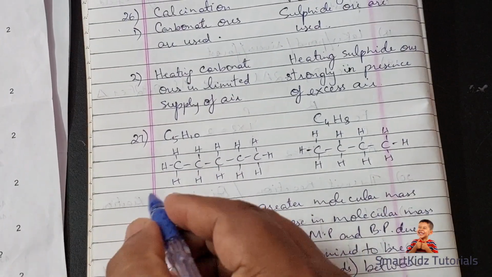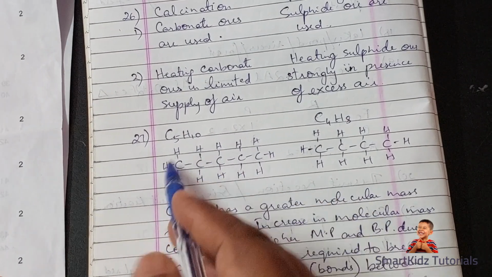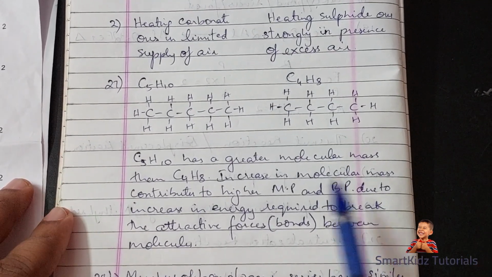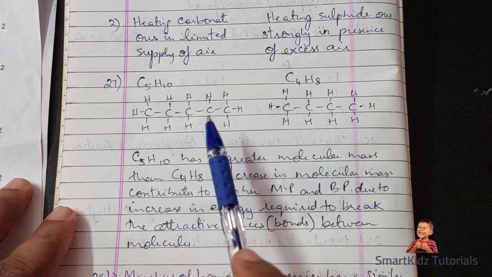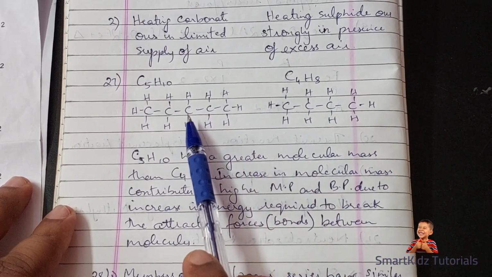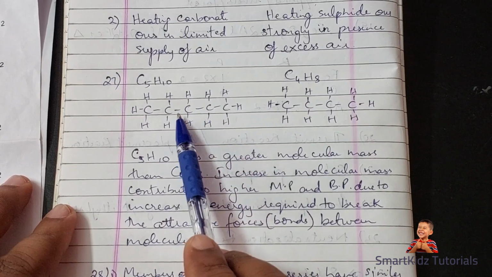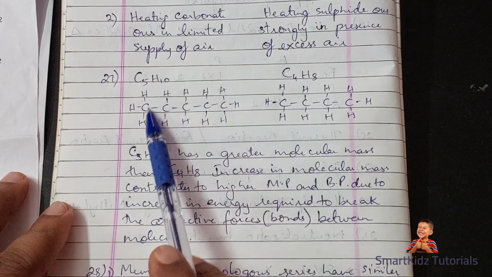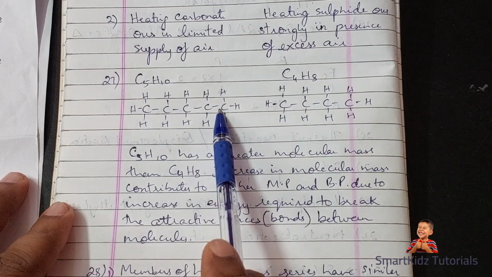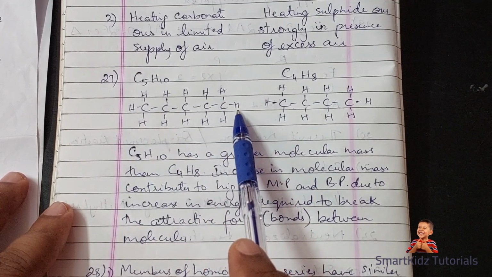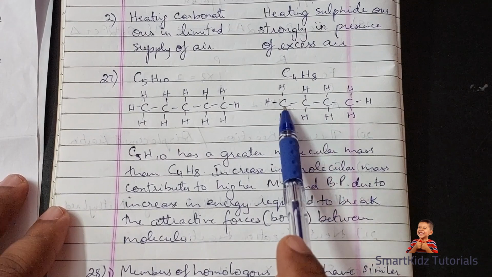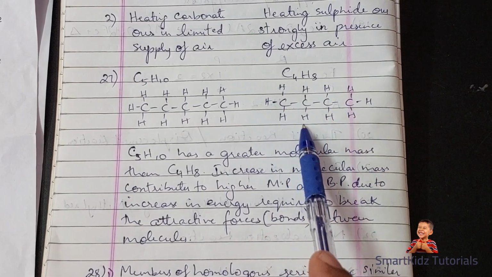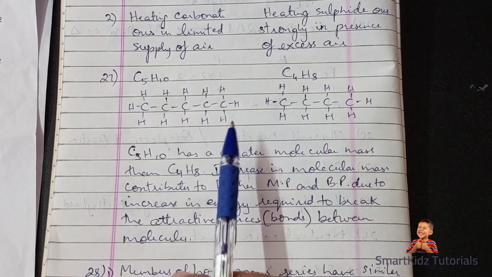Okay, so this is question number 27. What I have done is, you don't have to show this much, you just need to write your answer. But I have to explain to you what exactly happens. I have drawn the structural formulas of both of them. So this is C5H10. See, 5 carbon atoms are surrounded by 10 atoms of hydrogen. In this case, there are 4 carbon atoms and they are surrounded by 8 hydrogen atoms.